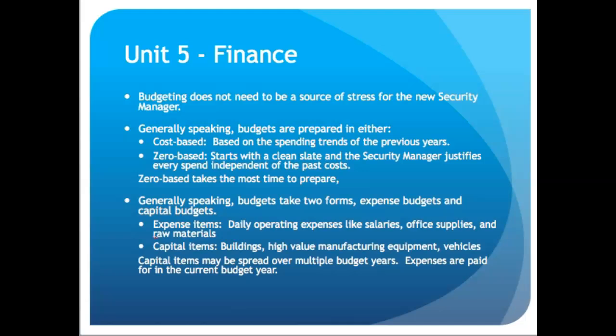Or capital items: buildings, high-value manufacturing equipment, sometimes vehicles, especially expensive trucks to move materials around. Those types of things you buy with a capital budget. And you're able then to spread the payments of those, essentially, across several budget years for budgeting purposes.